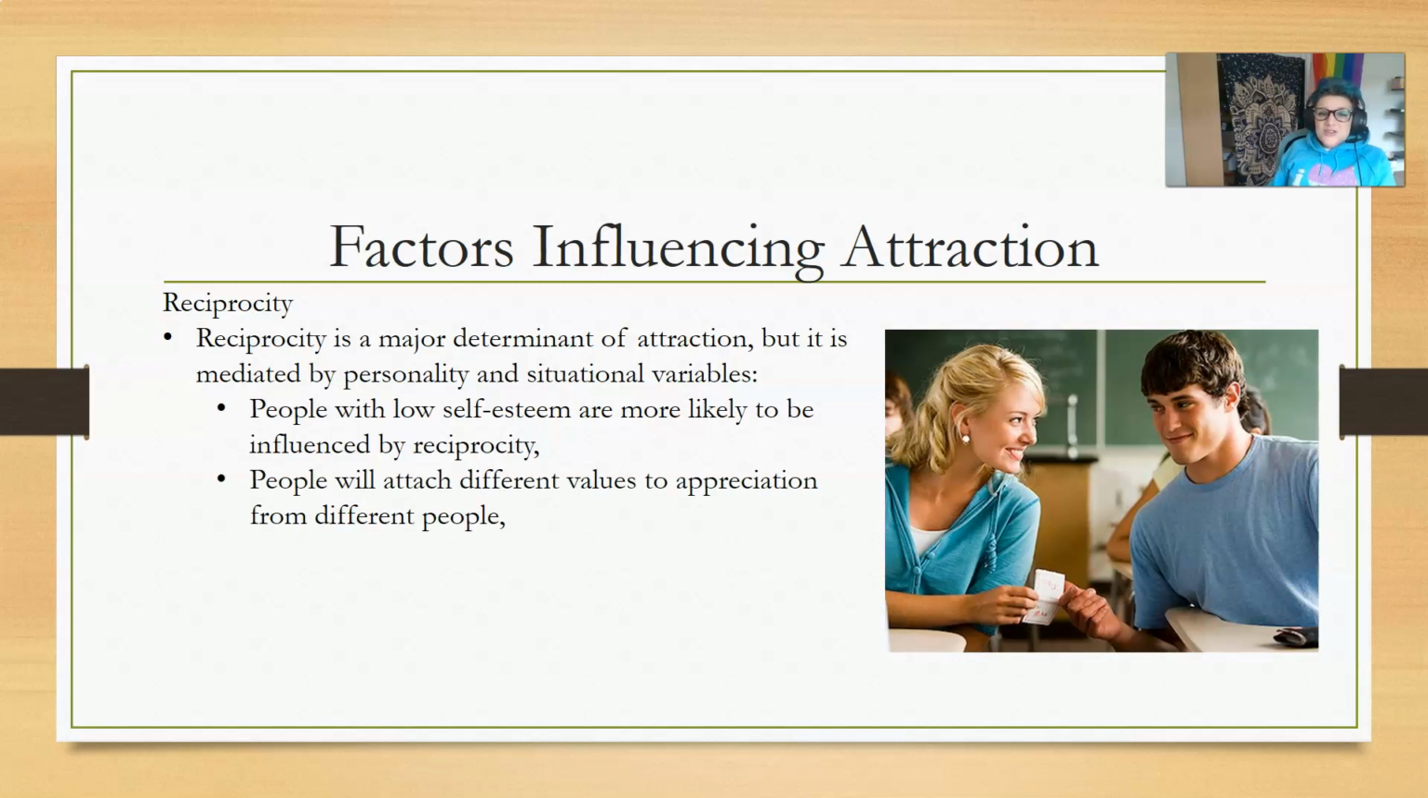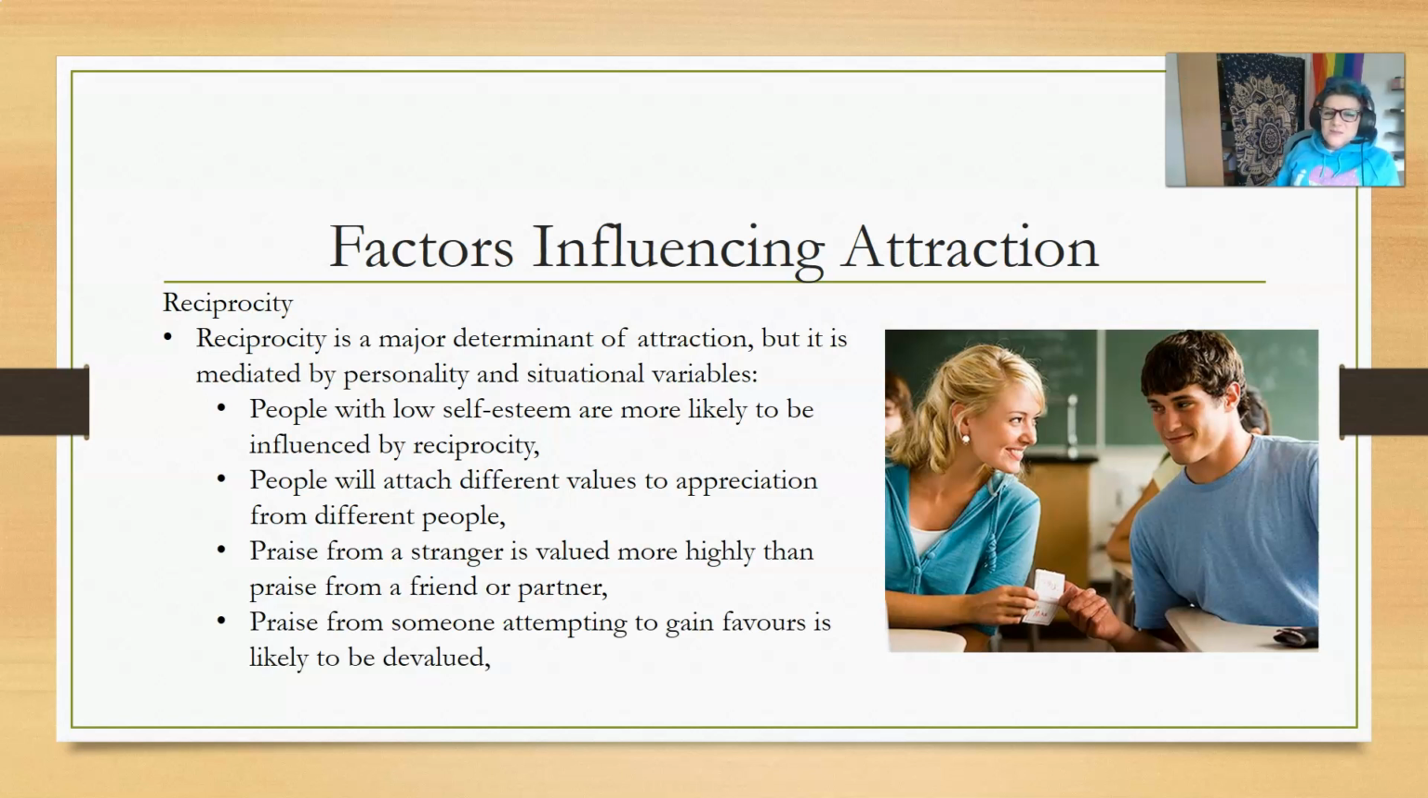And people will attach different values to appreciation by different people. Again, this is highly linked to self-esteem. Praise from a stranger is valued more highly than praise from a friend or partner. And so if you find out that a stranger likes you, you might be more likely to be inquisitive about that connection. Whereas if it's a friend, you might think, well, yeah, of course you like me, you know me, I'm great. But also praise from someone attempting to gain favours is likely to be devalued. So if you realise that they're flirting with you, but that they can also gain something if you were to flirt back, then you might not necessarily be likely to reciprocate their attraction.